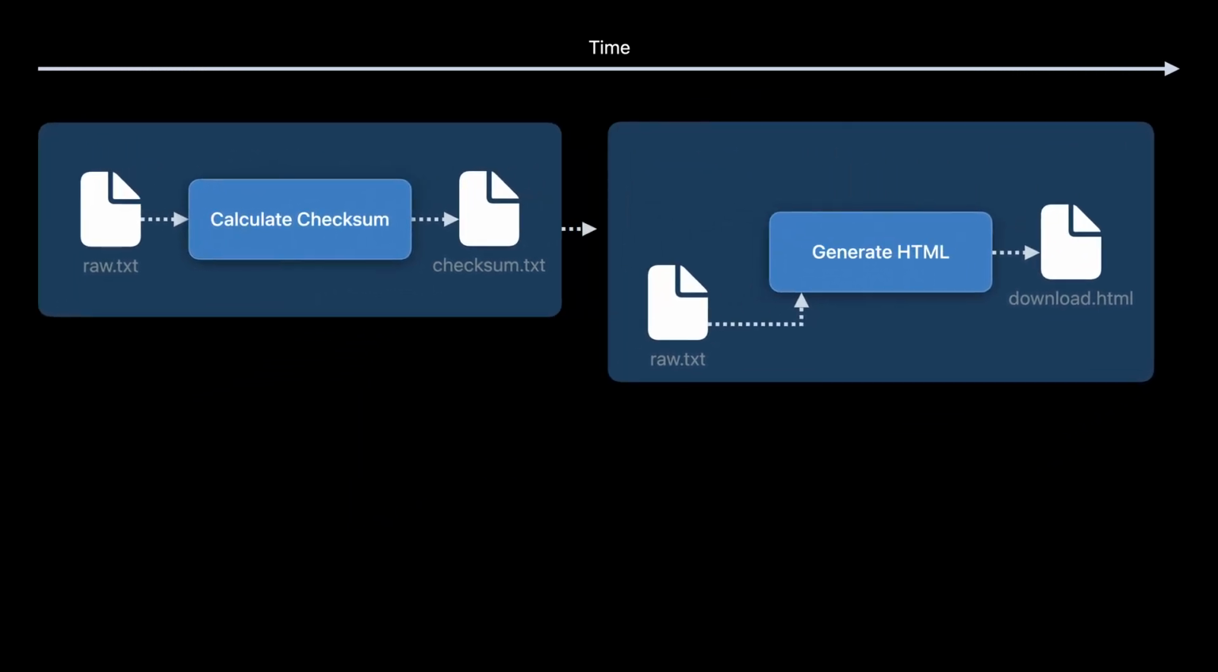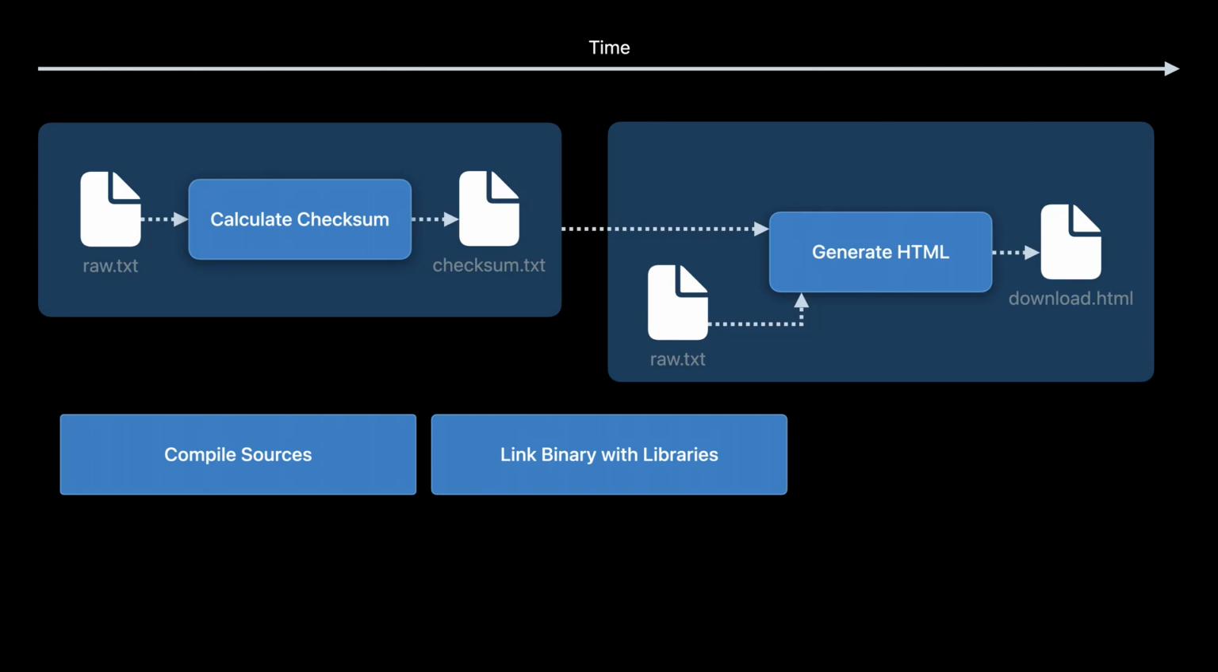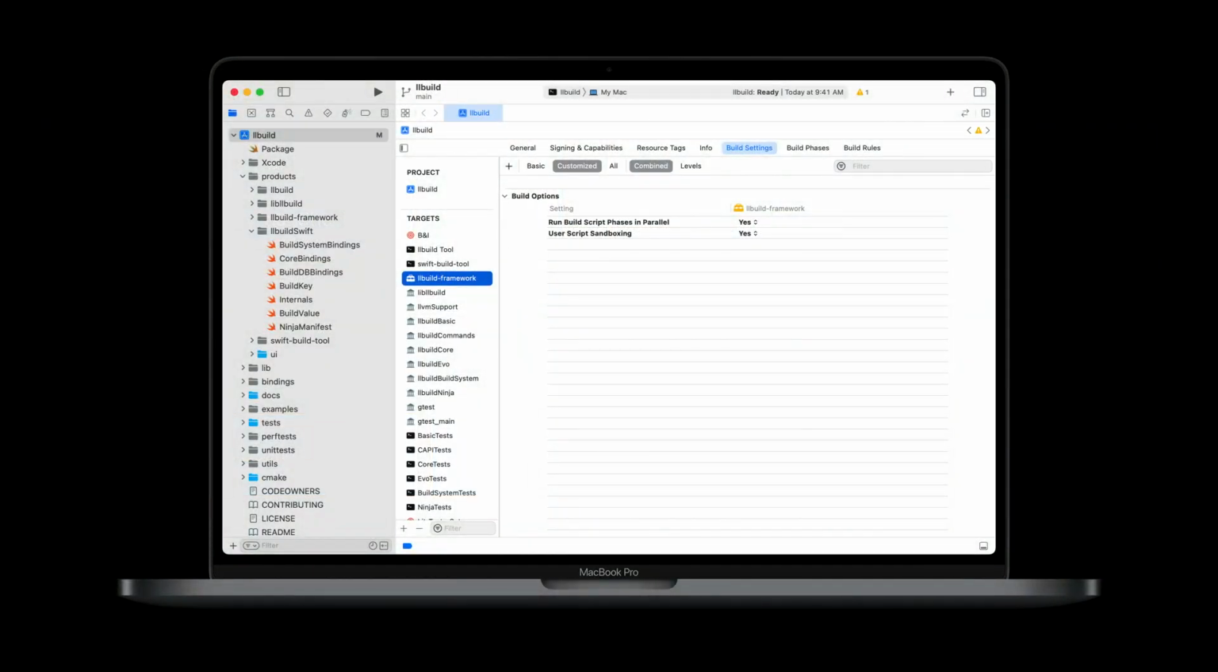Having the inputs and outputs correctly defined guides Xcode to respect the dependency relation between both phases, so that calculate checksum runs before generate HTML, while unrelated build phases can still execute in parallel. To enable sandbox shell scripts for a target, set Enable User Script Sandboxing to Yes in the build settings editor or an xcconfig file.